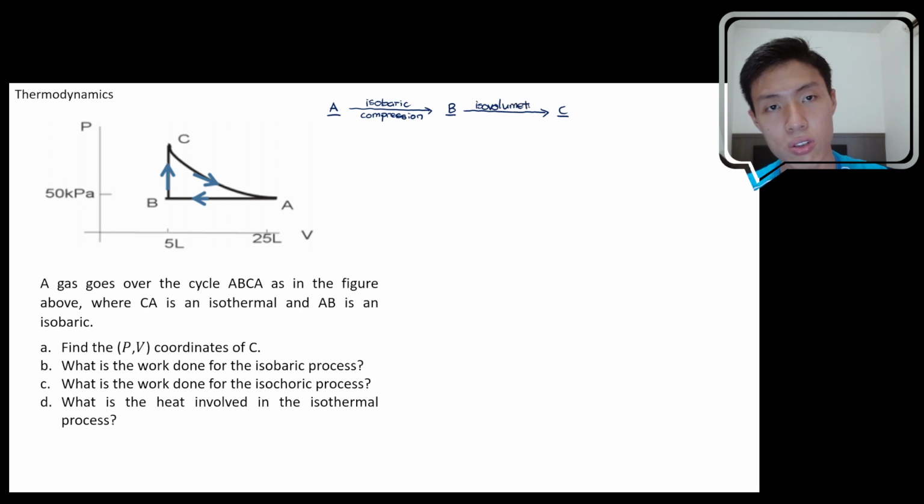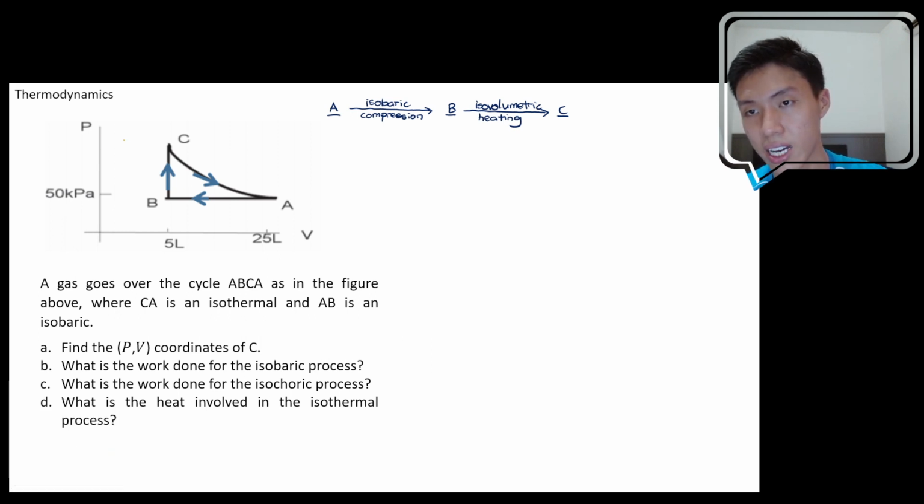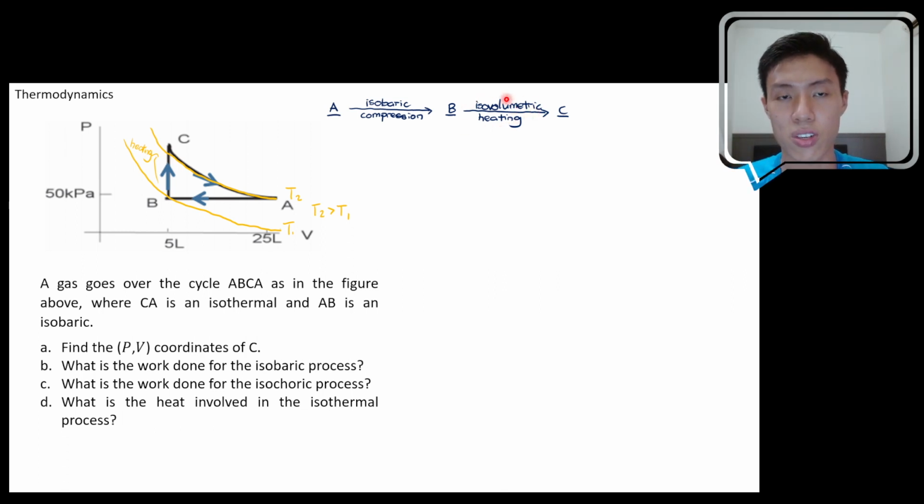But you might not be sure whether it's heating or cooling for this case, but it's actually heating because it goes from a lower isotherm to a higher isotherm. You can think of it like this. There's an isotherm over here, and there's another isotherm over here. This one, let's say, is temperature 2, and this one is temperature 1. We know for sure that temperature 2 is greater than temperature 1. So because you go from here to here, this is definitely a heating process because you are causing the temperature to increase. So this is an isovolumetric heating process.